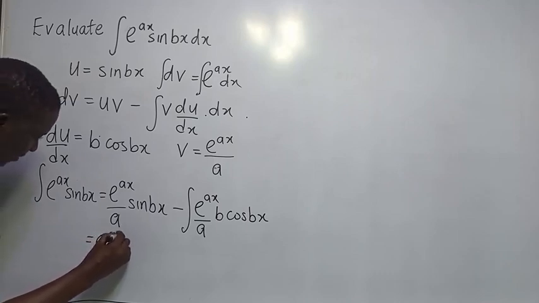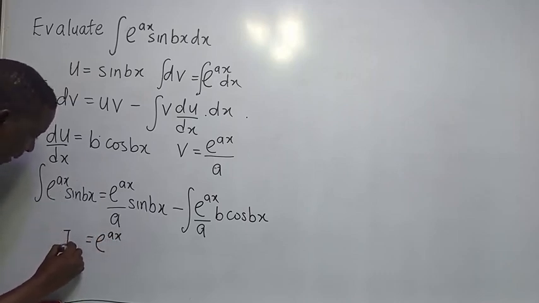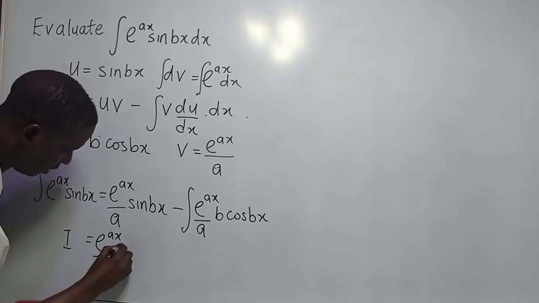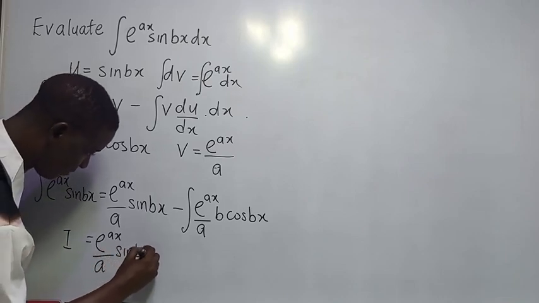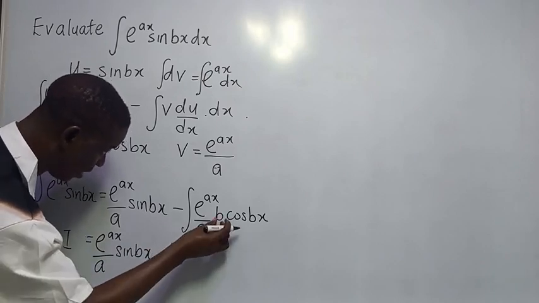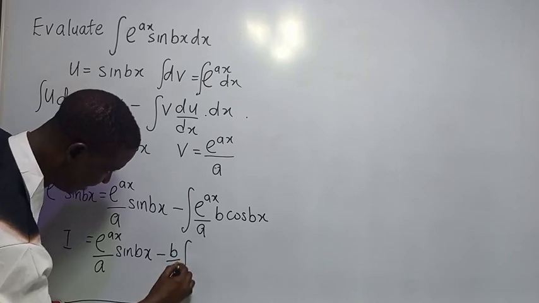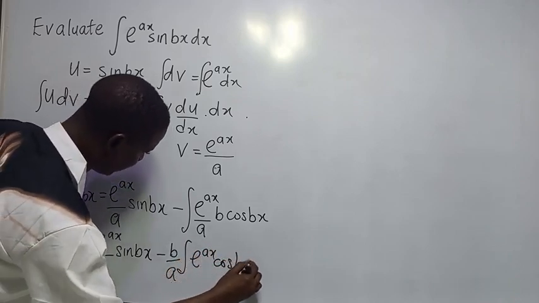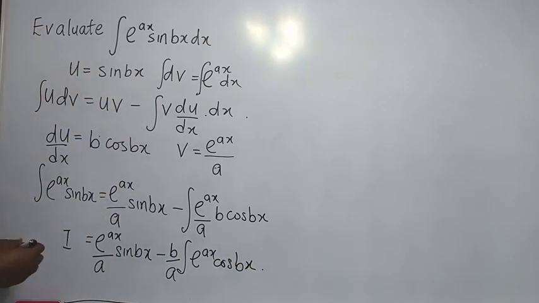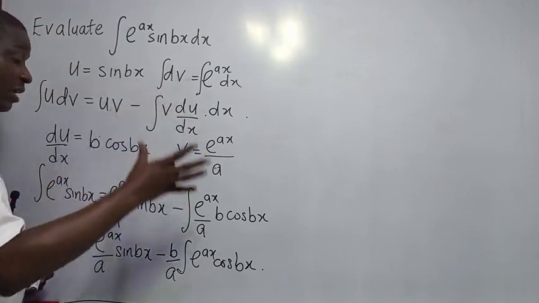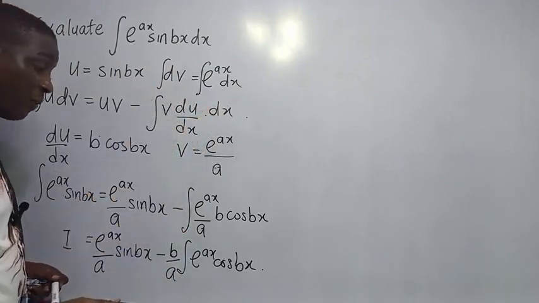So what I would advise us to do is to write it this way. Let's make this one I. That means we want a reduction formula. So this one has e raised to ax sin bx minus, let's bring this constant out, b divided by a, the integral of exponential ax cos bx, which will now go through another integration by parts. Don't forget that this formula is actually integration by parts.